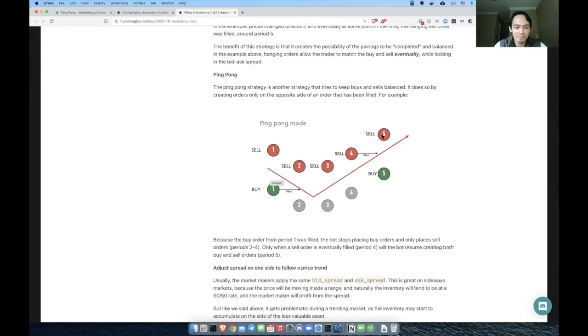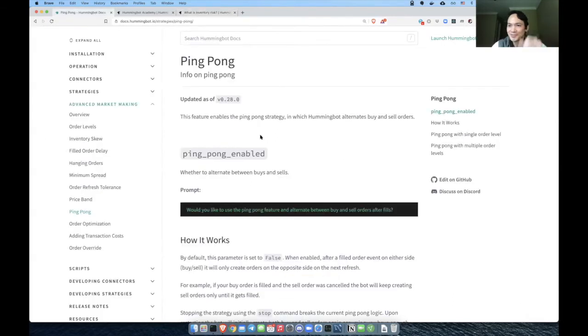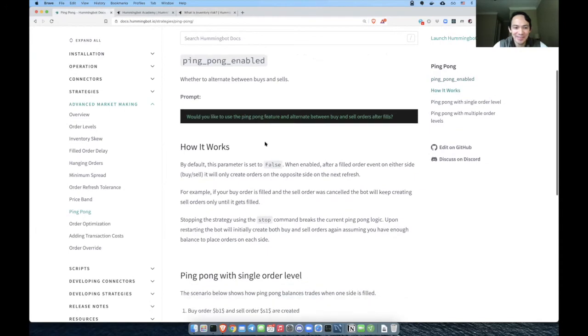Okay. So if I had this function on as well as the stacked order function, would this ping pong mode only work with the correct order in the book if I had that stacked function on? Did that make sense? Yep. That's such a good question. I'm not sure offhand, to be honest.